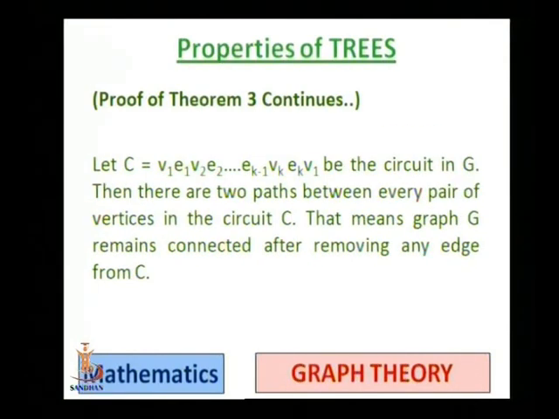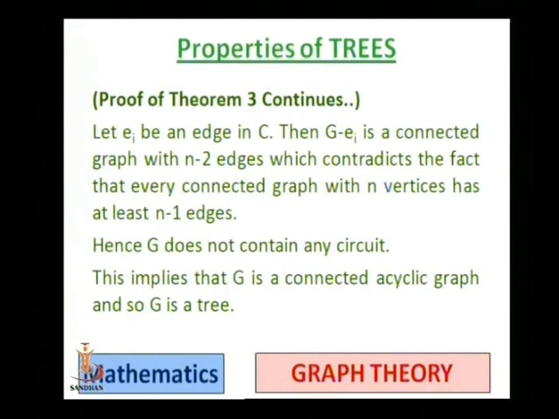So here what we are doing, we are removing one edge from C, and let us say that edge is e_i, an edge in C. Then G minus e_i is still a connected graph with n minus 2 edges. If we remove one edge, then still it is connected.